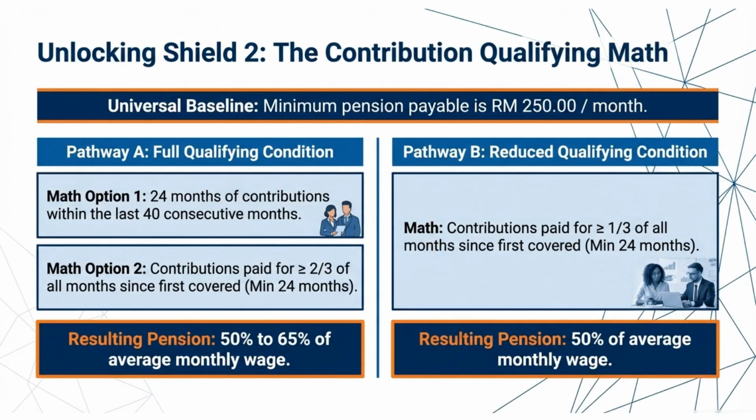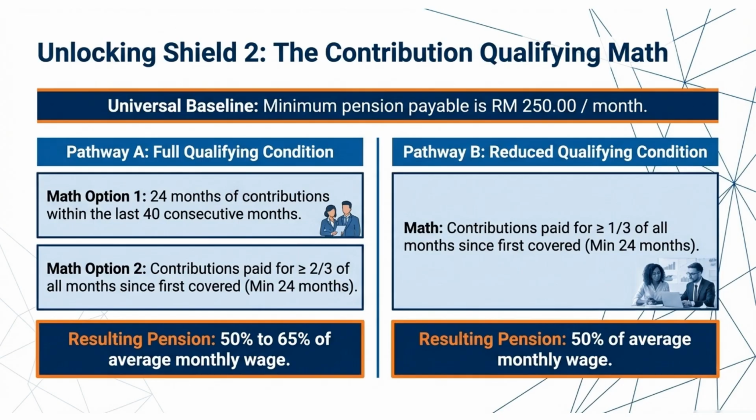This is one of the most calculation-intensive parts of Chapter 11. There are 2 pathways to qualify for the invalidity pension and a universal baseline. The minimum pension payable under either pathway is RM250.00 per month. Pathway A, full qualifying condition. An employee meets the full qualifying condition through either of 2 tests. Math option 1, contributions paid for at least 24 months within the last 40 consecutive months preceding the month the notice of invalidity is received.